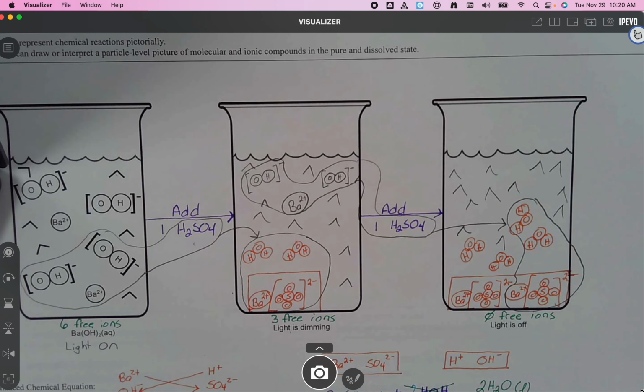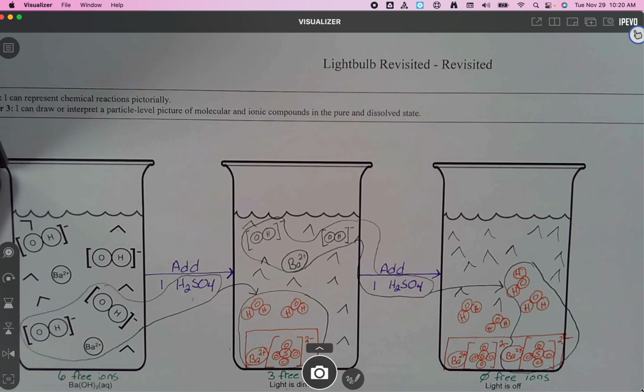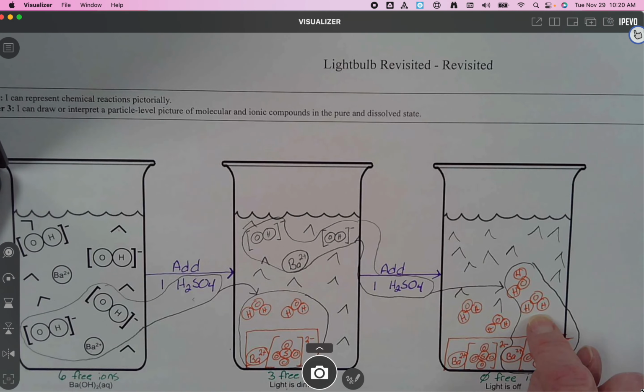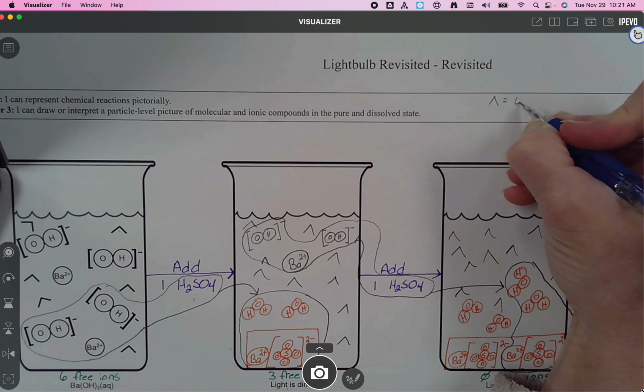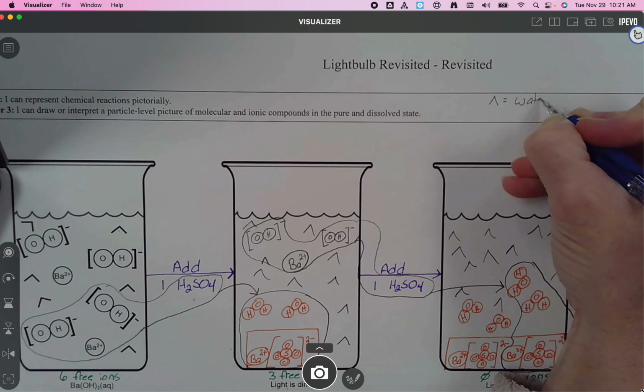Now, as kind of a side idea here, let's talk about the difference between me drawing these H2Os versus these little ones that just look like V's. When we draw water like that, this is water that's doing the dissolving.